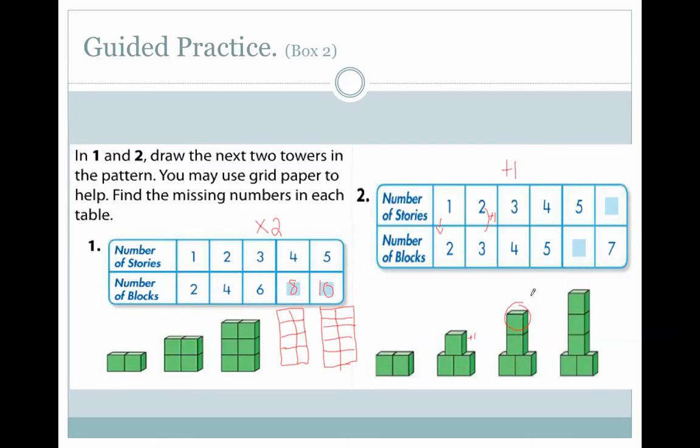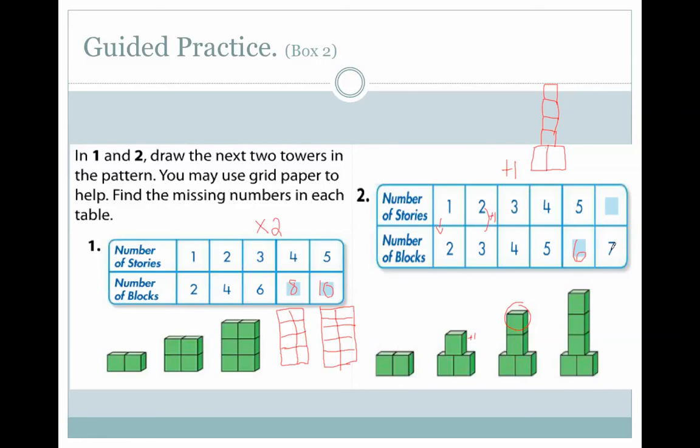So I'm going to draw the remaining 2 towers above. So for 1, 2, 3, 4 stories, I have 5. 1, 2, 3, 4, 5. Okay, for 5 stories, so 2 on the bottom, 1. So this is 1 story, 2, 3, 4, 5. So there's 1, 2, 3, 4, 5, 6. It's 1 more, plus 1.